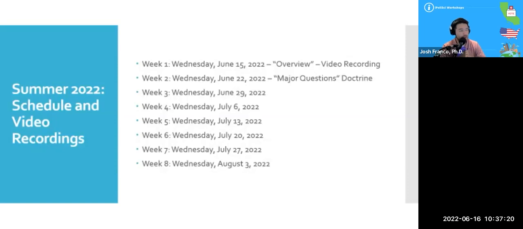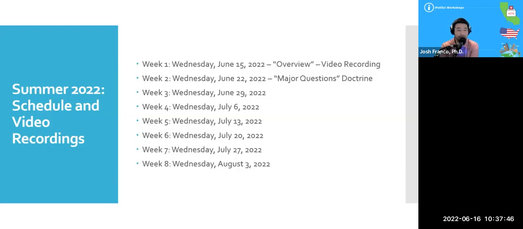This is our schedule for the summer of 2022. Today will be an overview of this area, this newer subfield in political science. Next week, we'll talk about the major questions doctrine, which I'm pretty excited to talk about and to discuss with you, this emerging doctrine of the Supreme Court. And then the future weeks, I haven't decided.